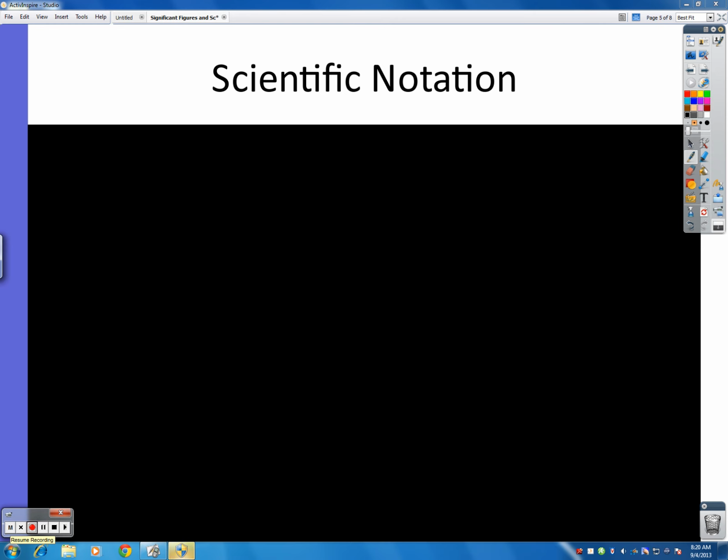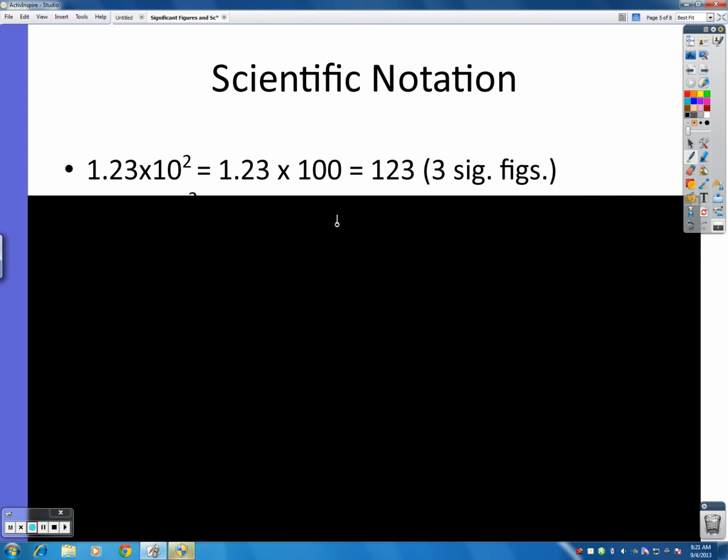So before we start to work with numbers, I wanted to quickly review scientific notation. Hopefully this is not new to any of you, but we use it a lot in chemistry because we work with really, really small numbers or really, really big numbers. And so scientific notation helps. I'm also going to show you how you can use scientific notation to your advantage when calculating significant figures.